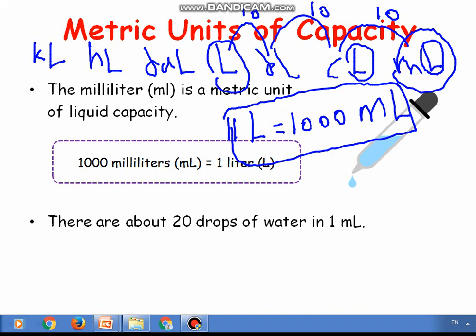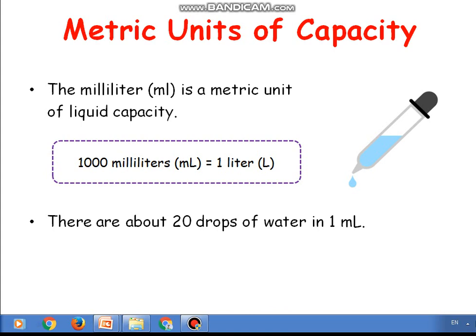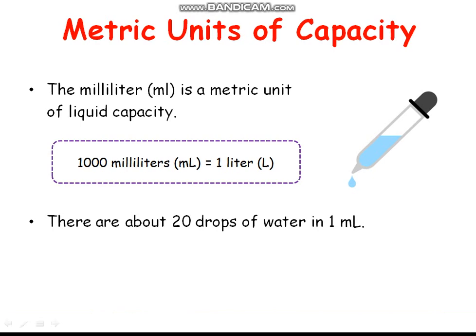So 1 liter equals 1000 milliliters. A liter is bigger than a milliliter, and a milliliter is equal to 20 drops of water. If I count 20 drops of water, it's as if we are talking about 1 milliliter. So a milliliter is very small. It's a small unit. Okay, let us take these examples.